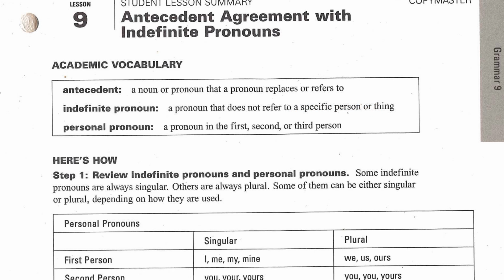So it's indefinite. And a personal pronoun, I, me, my, he, she, they, is in the first, second, or third person. And again, expect this on the test, an antecedent is a noun or pronoun that a pronoun replaces or refers to. Okay? And remember, ante means before. So you have to go back. You have to go before to find the antecedent.